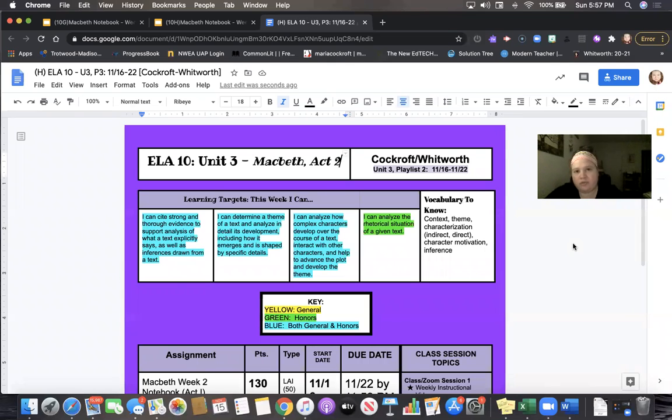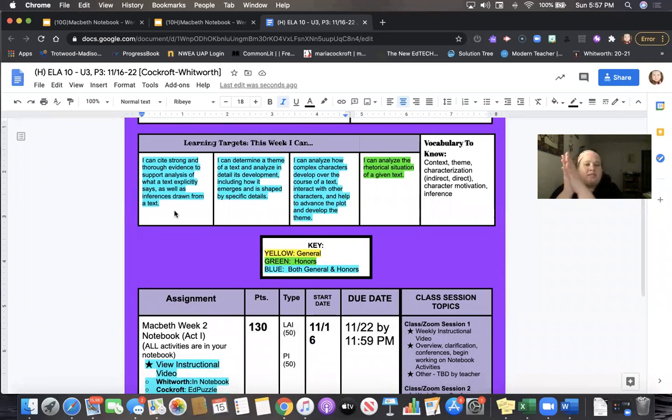All right, guys, welcome to Macbeth Act 2. This is your Macbeth notebook number 3, but we are in Act 2. And so this week, our learning targets will be the same. You can cite strong and thorough textual evidence to support your analysis of what the text says, which means you can pull out a line from the play and cite it correctly in MLA format, and use it to support whatever you are saying or your ideas.